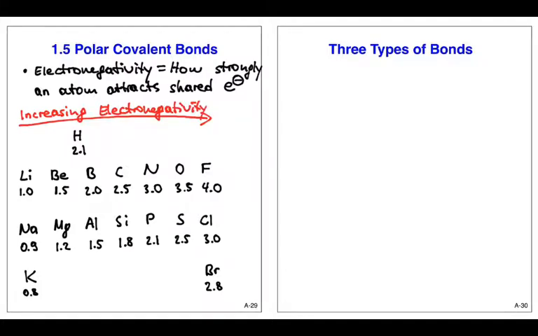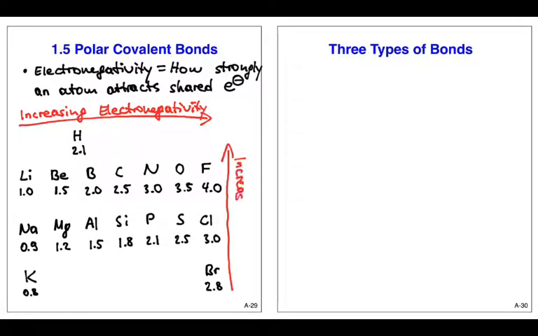And why is that? Because when you move in the same row from left to right, you're increasing the nuclear charge. We get more protons in the nucleus, but the additional electrons being added as we go to the right are still being added into the same valence shell. And so these electrons now feel an effectively higher nuclear charge. This is why the electronegativity goes up.